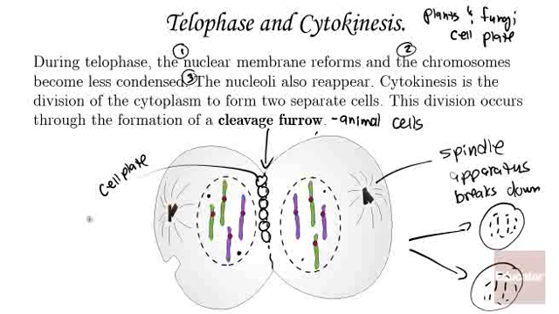And these vesicles are derived from the Golgi apparatus. They contain the materials needed to form a cell wall. So cytokinesis in plants and fungi involves the formation of a cell plate via coalescence of vesicles derived from the Golgi apparatus, and the materials in them are used to make a cell wall down the middle of the cell, and that will eventually divide the cell into two daughter cells.